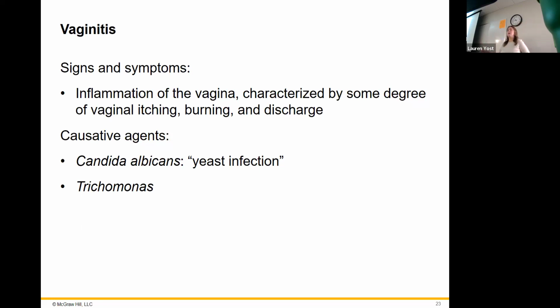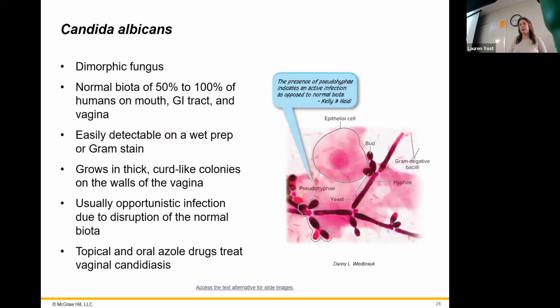Two agents that you need to be concerned about. If I ask you what causes vaginitis, the two you need to be aware of: Candida albicans and Trichomonas. Okay. So here we have itching and burning and discharge usually associated with these. So Candida is a fungus. You can see this in a gram stain. I want to be clear about that.